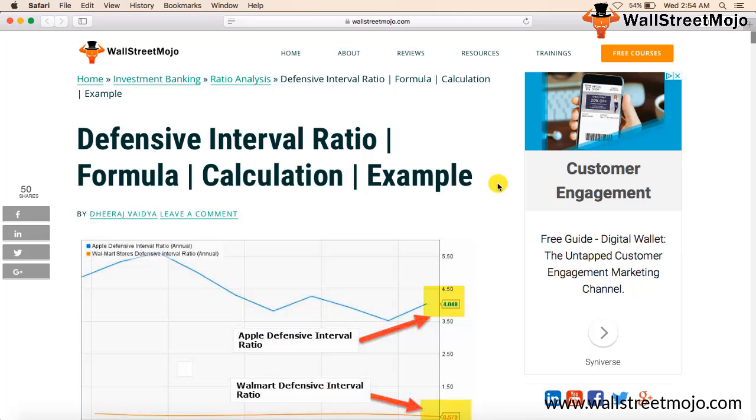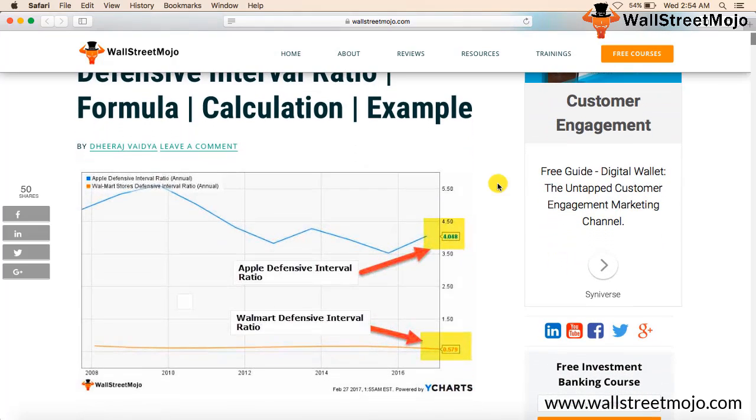As you all know, a ratio is a relative term, so it needs to be assessed in comparison to its peers. Let us understand this with the help of an illustration in the form of a chart. There are two charts in front of you: Apple's defensive interval ratio and Walmart's defensive interval ratio over the last 10 years. Apple's ratio has been significantly higher than Walmart's, currently around 4.048, whereas Walmart's is around 0.579.